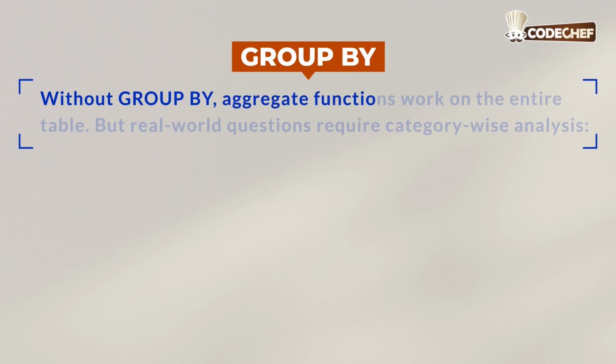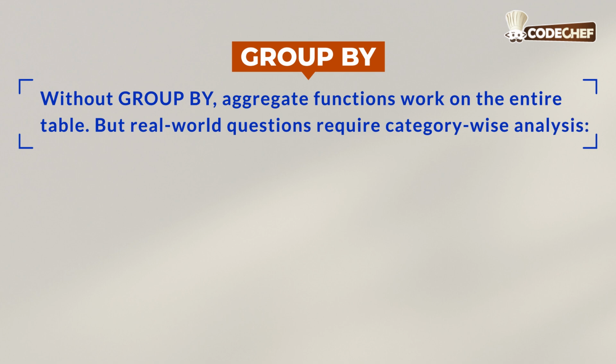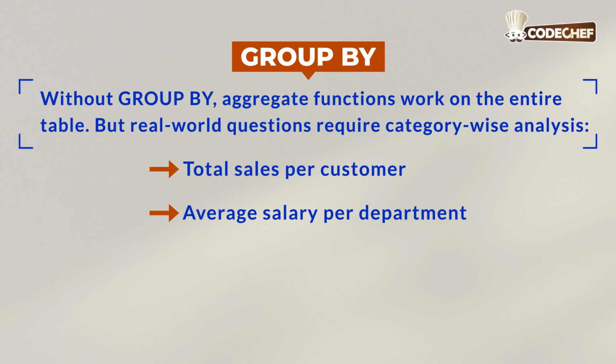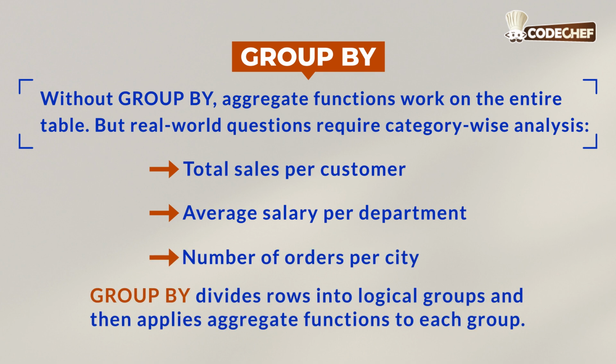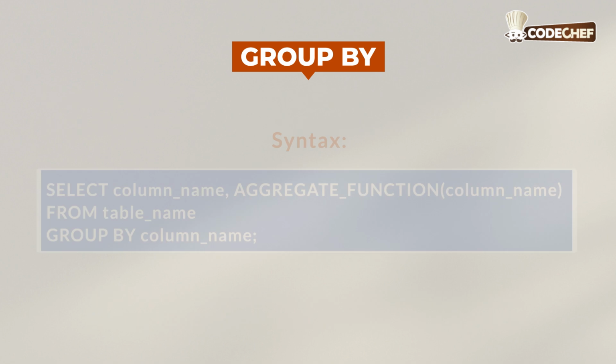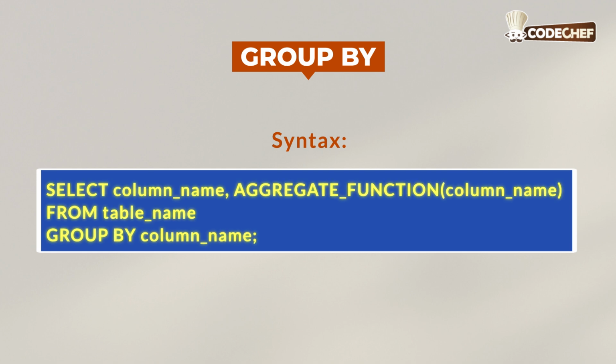Next is group by. Without group by, aggregate functions work on the entire table, but real-world questions require category-wise analysis. For example, total sales per customer, average sales per department, number of orders per city. Group by divides rows into logical groups and then applies aggregate functions to each group. Its syntax is select then column name, then comma, aggregate function, and inside brackets the name of the column whose aggregate we want to find, then from table name, and then group by and column name, semicolon.